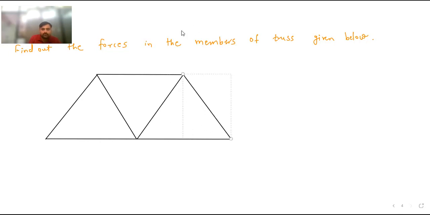Okay, this type of truss is given. Now here is a load of 40 kilonewton. Here it is 50 kilonewton, 60 kilonewton. At this point, this type of support is given. And here at the point, this D point, roller support is provided.